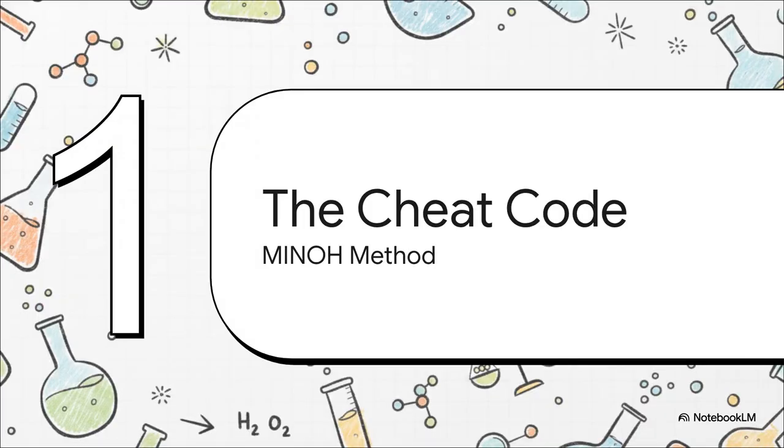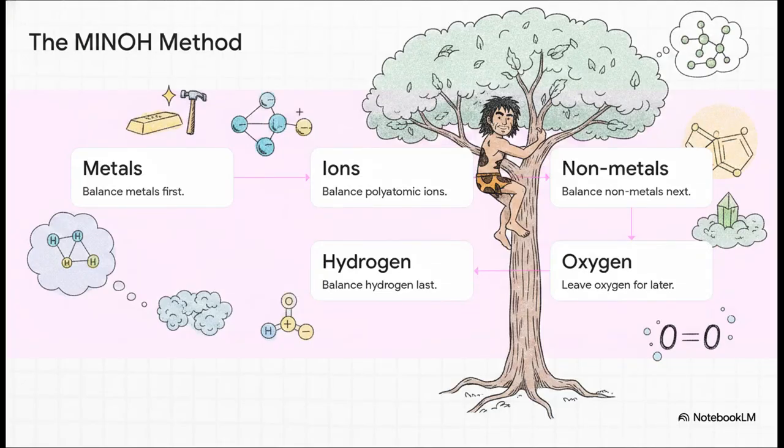All right, if you just guess and check, you're going to run out of lives fast. Let's unlock the ultimate cheat code, the MINO method. There's this fantastic, kind of goofy mnemonic to help you remember this one. "Me no chemistry," said Tarzan as he climbed the stoichiometry. It's silly, but MINO tells you the exact optimal order you should balance your atoms so you don't mess up your previous steps. First, you balance your metals. Then, your polyatomic ions. Next, your nonmetals. Then oxygen, and finally hydrogen.